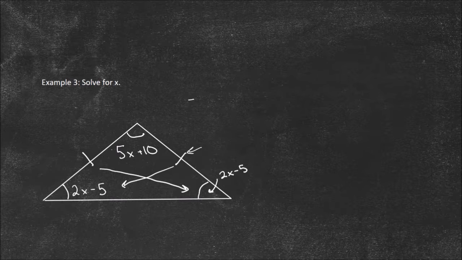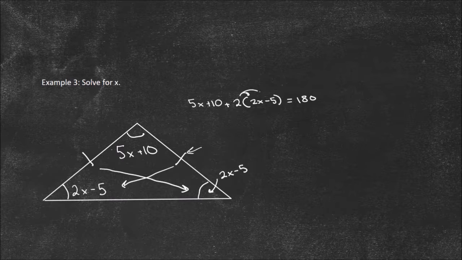So now we have 5x plus 10. So now it's a simple problem, right? I'm just going to add up all three angles and then set that equal to 180. So plus 2, I'm just going to do 2 times 2x minus 5 instead of adding all three of them up, equals 180. And now I'm just going to distribute that 2.